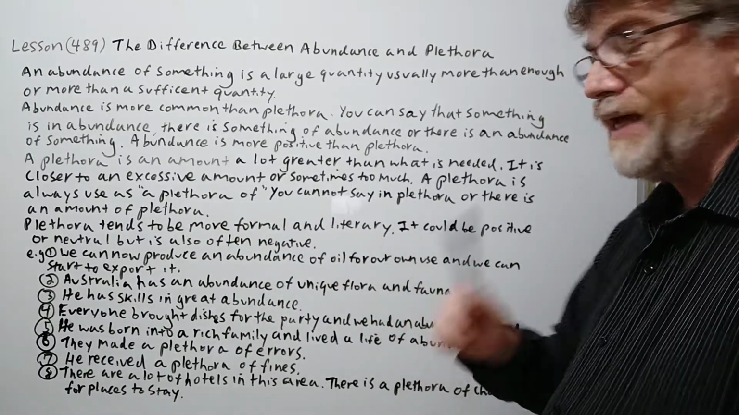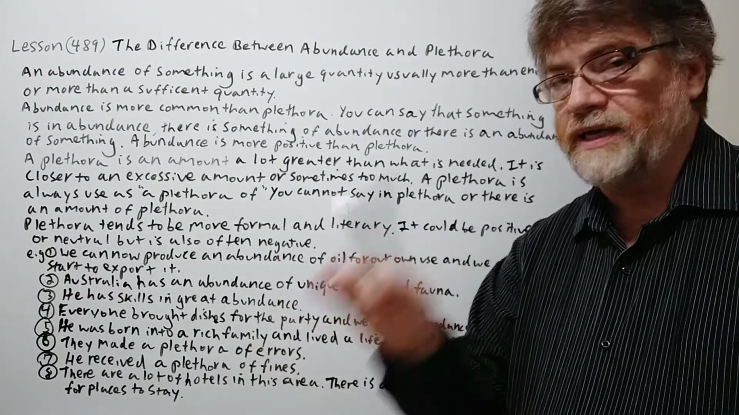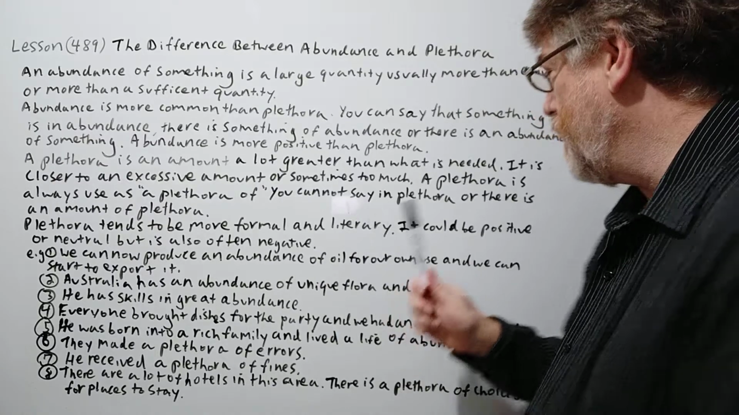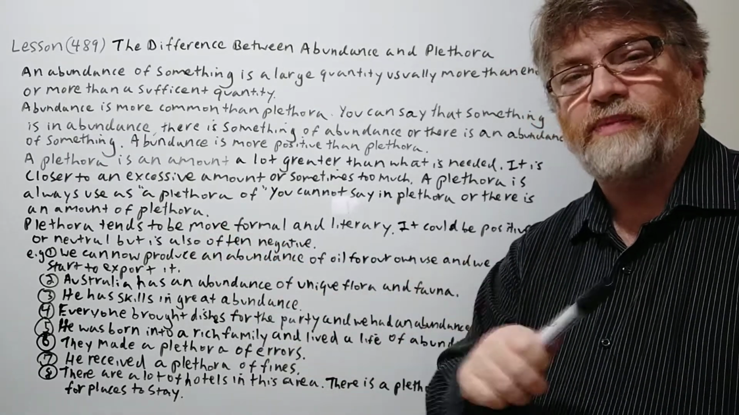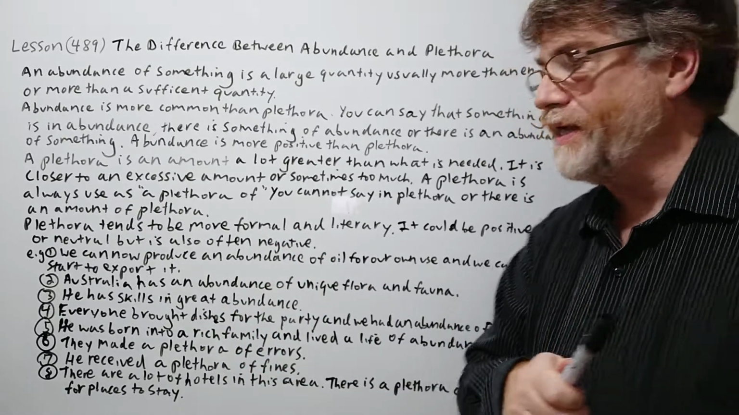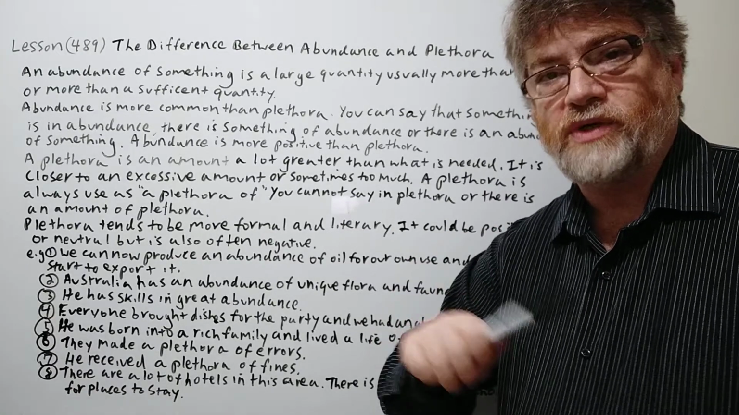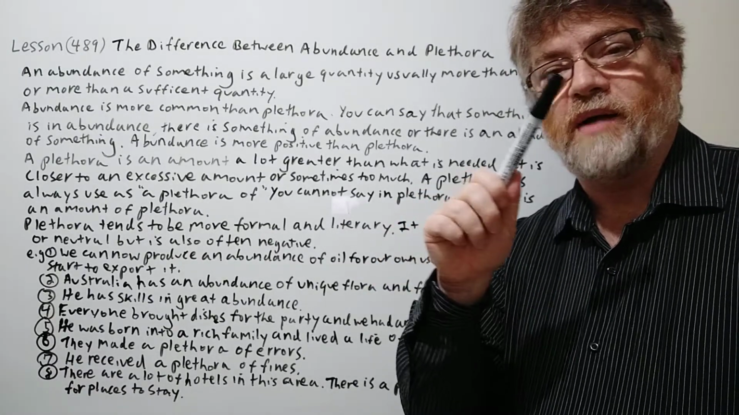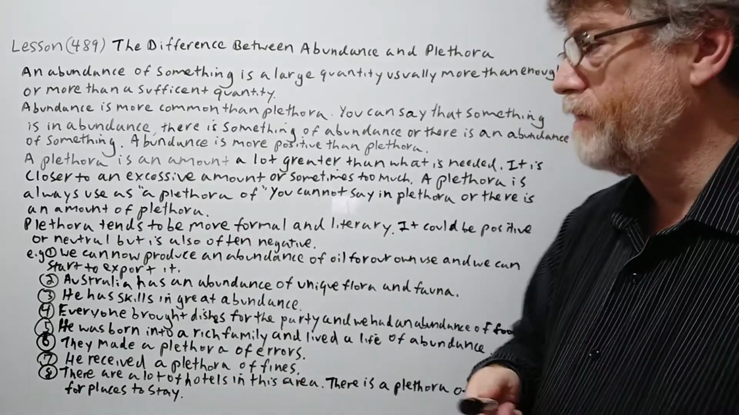So you cannot say in plethora, like you could say in abundance. We never say that, or there is an amount of plethora. But you could say that there is a certain amount of abundance. So plethora is really limited to the phrase a plethora of something. All right, so there's a clear difference there.